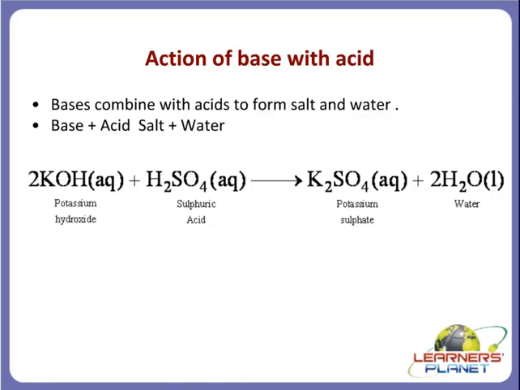So what is happening here? Base plus acid is giving what? Salt and water. So what is the base here? It is KOH, that is potassium hydroxide. It is reacting with sulfuric acid and it is forming what? K2SO4, that is potassium sulfate, and water. So what is the salt here? It is potassium sulfate.